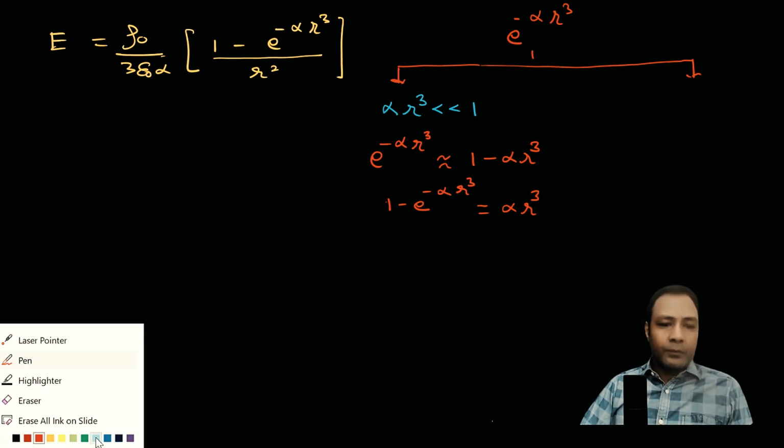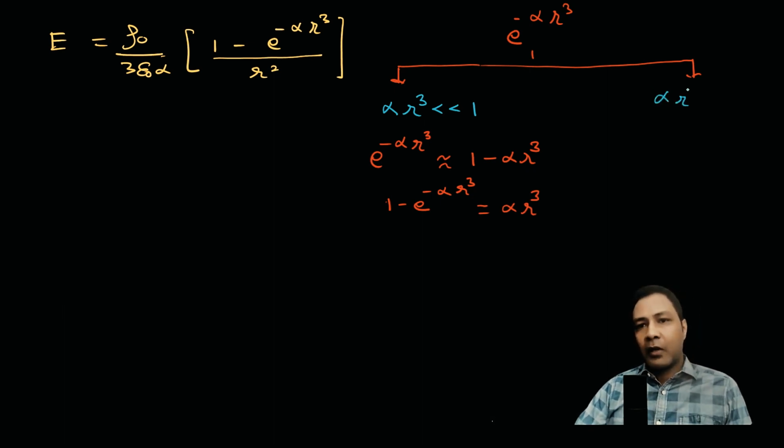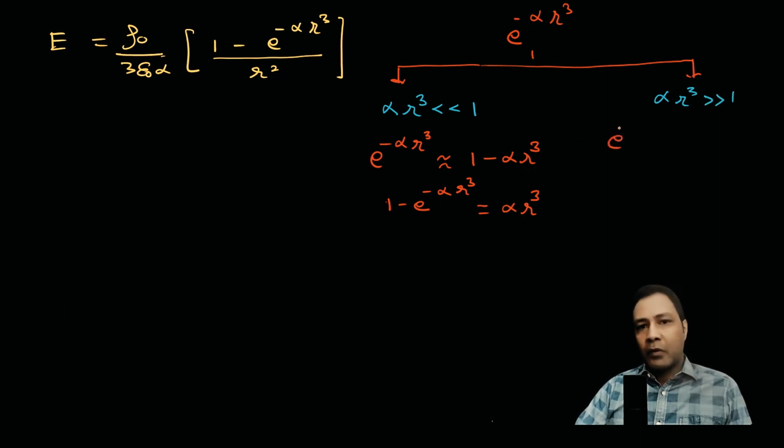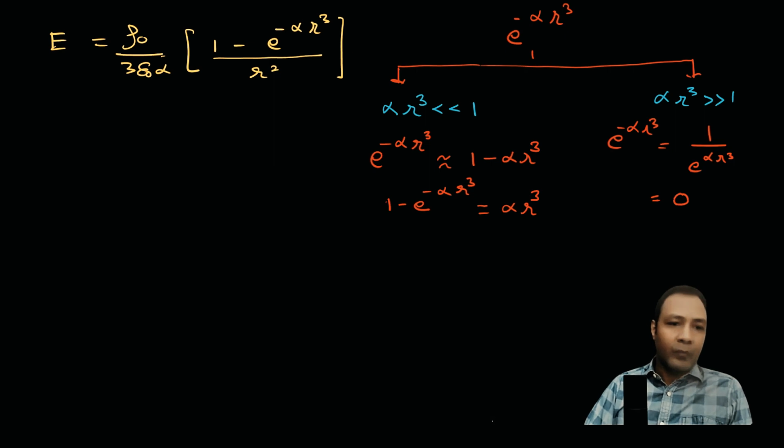And when alpha r cube is much greater than 1, e power minus alpha r cube you can write as 1 upon e power alpha r cube. Now alpha r cube is much greater than 1, so the denominator is a very large number. So 1 upon a very large number is a very small number, so that will be approximately 0.